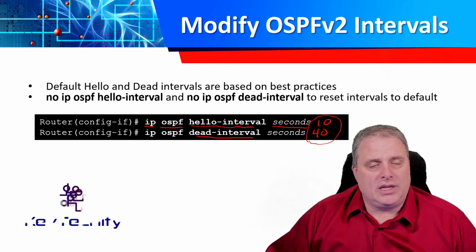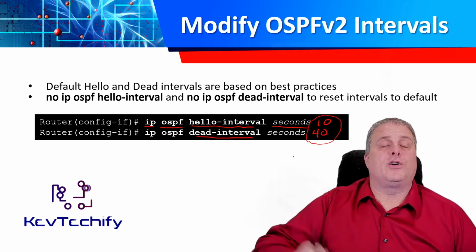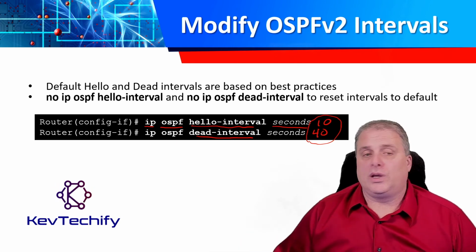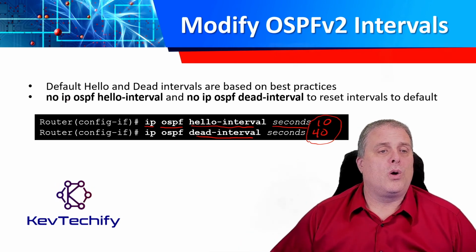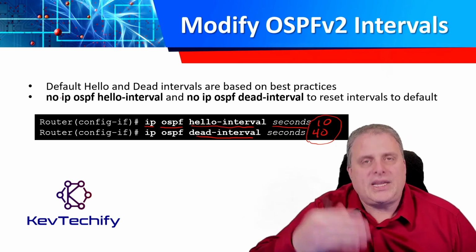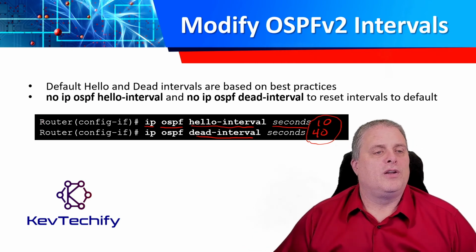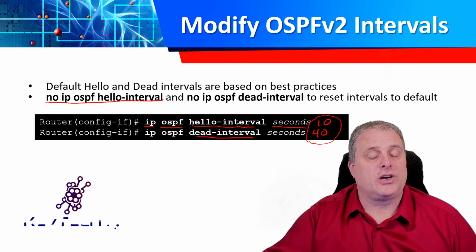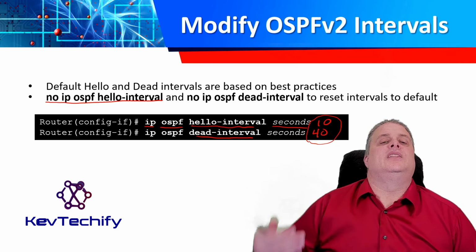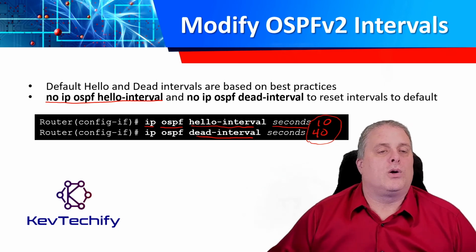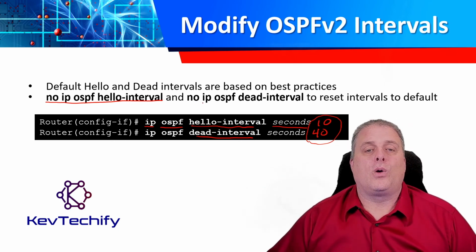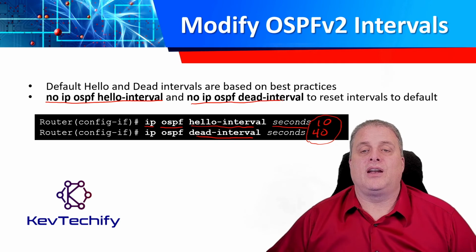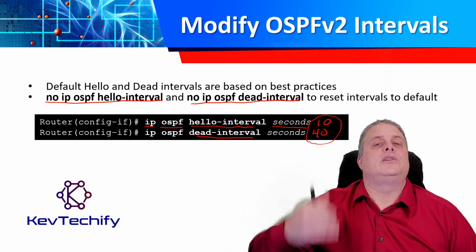If you try to tweak them and use different numbers and you want to revert back to the default, what we can do is put no in front of the IP OSPF hello timer. They always have to have that timer in there, but if you put no, it removes the commands you have entered in and it goes back to the default. So no IP OSPF hello interval and no IP OSPF dead interval returns them to their defaults.